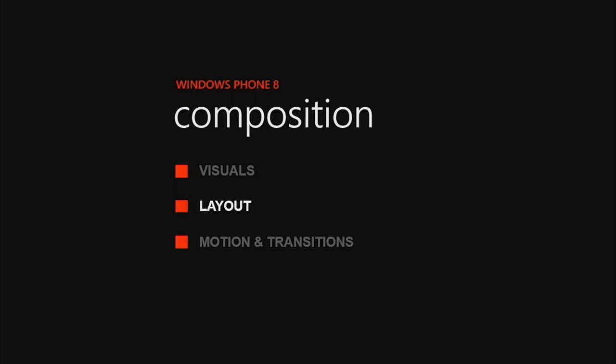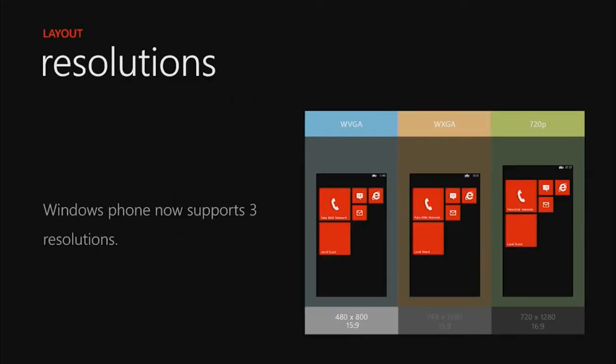Next, we're going to talk a little bit about layout and designing a page. Hopefully that answers some of your visual questions. So first, the biggest question on Windows Phone 8 about layout is resolutions. Windows Phone now supports three major resolutions that you're going to see on the phones in your pockets. One, we have WVGA, which is 480 by 800, which is basically a 15 by 9 aspect ratio. We have WXGA, which is 768 by 1280, and we have 720p, which is HD basically, and it's 720 by 1280, and the aspect ratio on this one is slightly taller.